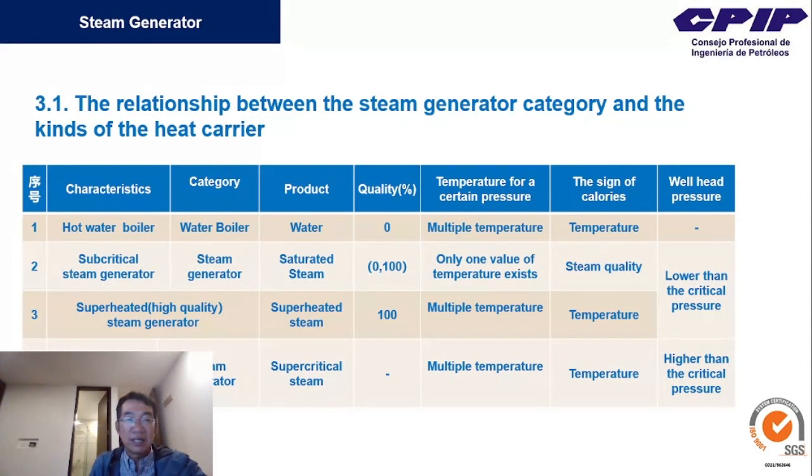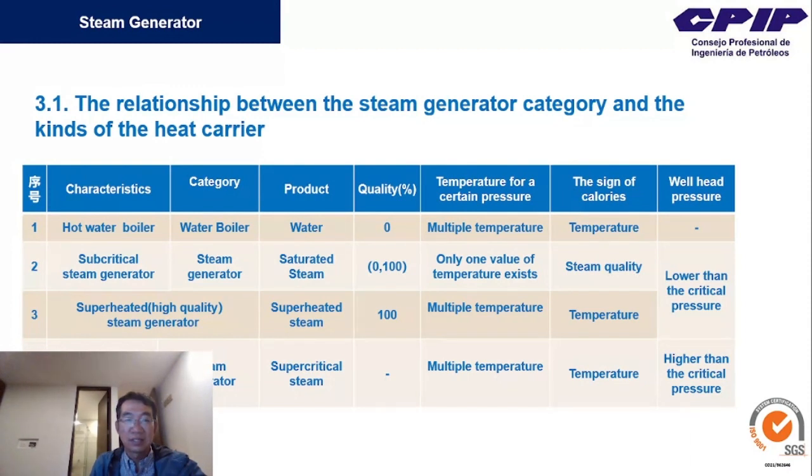The second one is the subcritical steam generator. It produces saturated steam. The quality is from 0 to 100%, and only one value of temperature exists. The sum of calories is steam quality. The wellhead pressure is lower than the critical pressure.